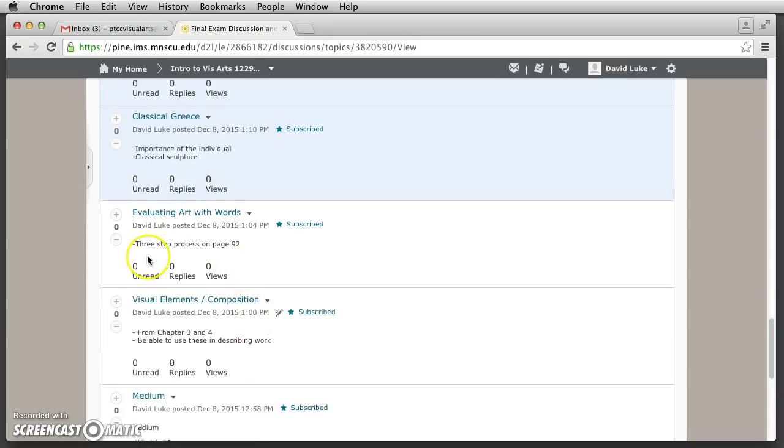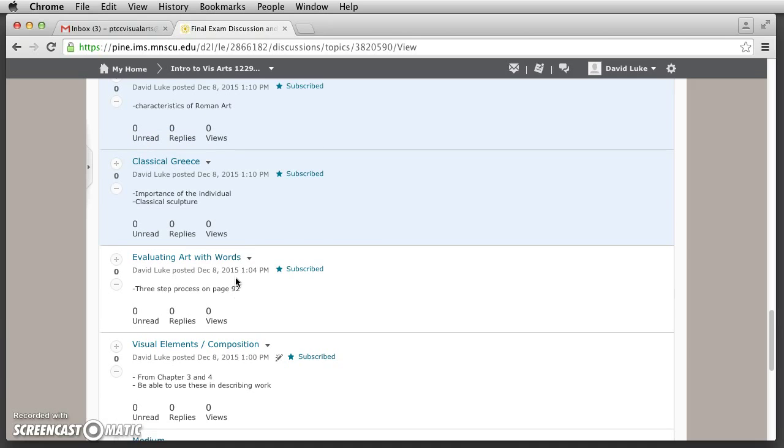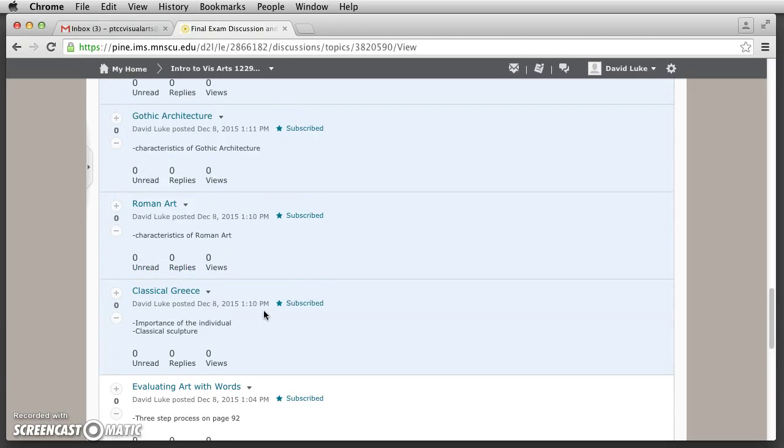Evaluating art with words. We've done this with the papers. You should have this down by now. This is on page 92. There are 3 steps to that process. You might have to do a quick version of that. Okay, this is where that old stuff stops, and this is where we get into second half of the semester things.